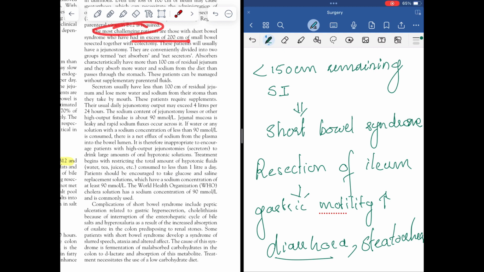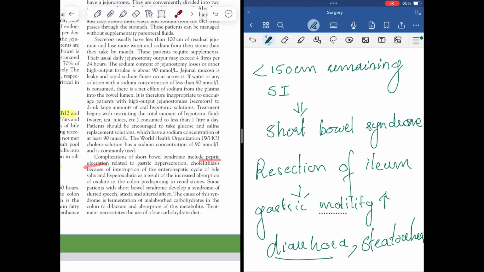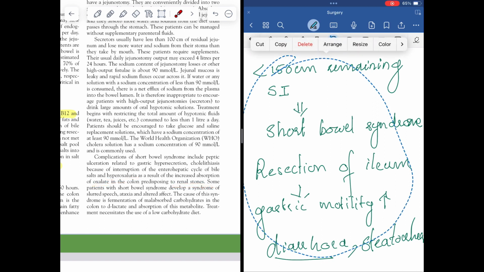and now the most challenging patients are those who have in excess of 200 centimeter of the small bowel resected along with colectomy. These people will have jejunostomy, and they are conveniently divided into two groups, net absorbers and net secretors. We will not be going into detail of that, but you just have to read this portion. It is easy. Now we go into the complications of short bowel syndrome. That includes peptic ulceration, which is due to hypersecretion of gastric acid, cholelithiasis because of interruption of the enterohepatic cycle of the bile salts, and hyperoxaluria, which is due to increased absorption of oxalate in the colon, and this will predispose to formation of renal stones.